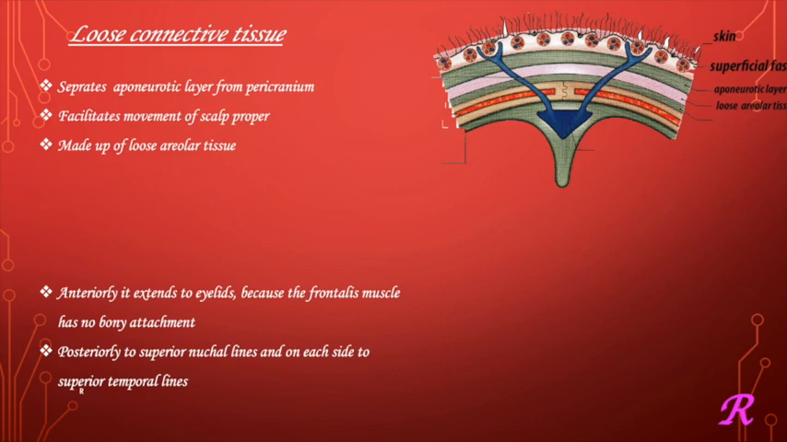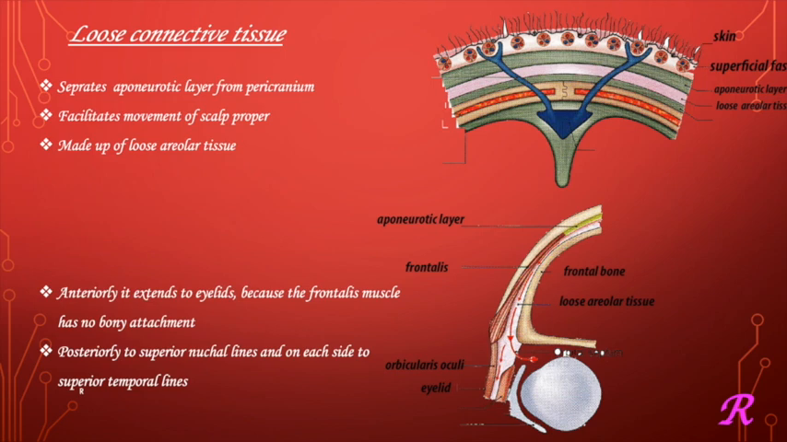What helps in the easy movement of the aponeurotic layer? It is the loose connective tissue that helps in the easy movement. This layer is made up of loose areolar tissue. Now, let us look at the extent of this loose areolar tissue.